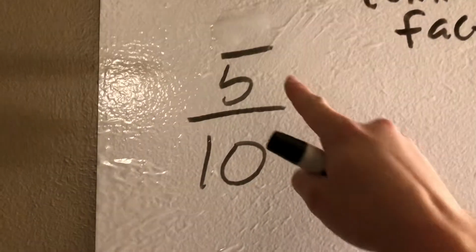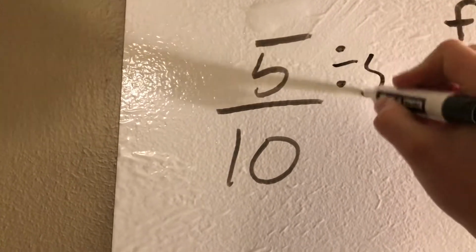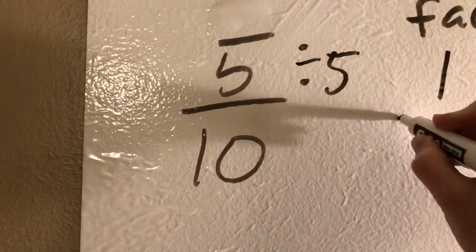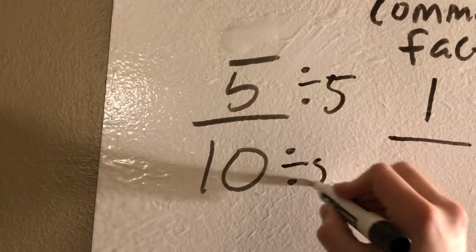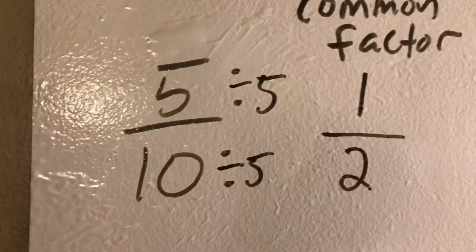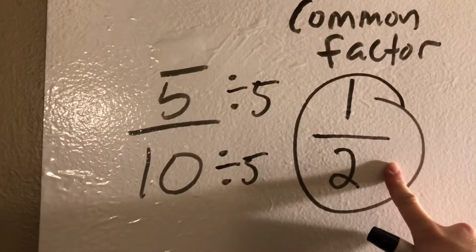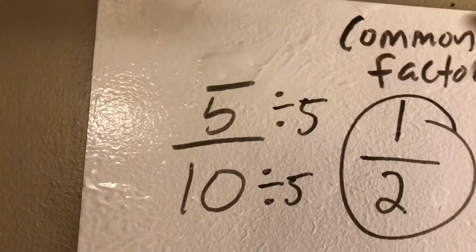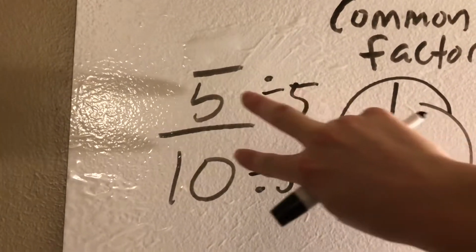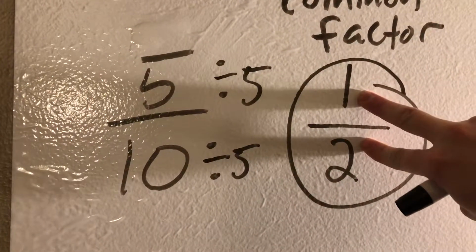So right here, I know that I can divide 5 divided by 5 and get a perfect 1. I also know I can divide 10 divided by 5 and get a perfect 2. So I know I found my common factor and now I have a simplified fraction. Your goal is finding that common factor where you divide both parts of the fraction by the same number to get a perfect new smaller number at the end.